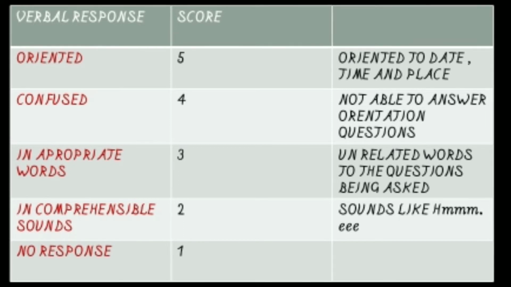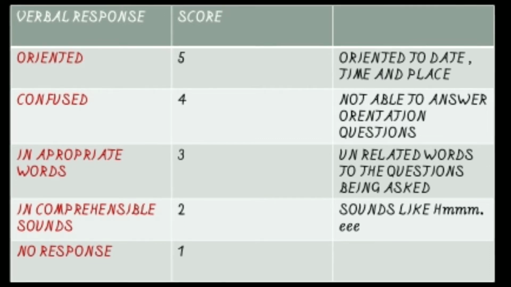In the second part, if the patient is in a confused state, the score will be 4. We ask the patient questions like what is the date now, what is the time now, and the patient is confused. So we can say the patient is in a confused state, and the patient will get the score of 4.